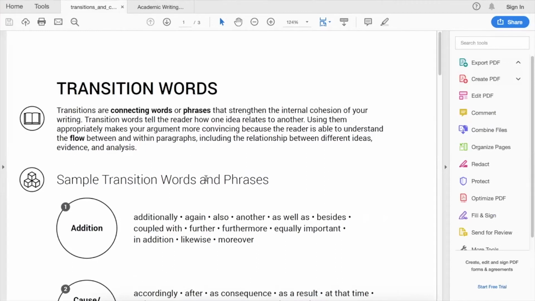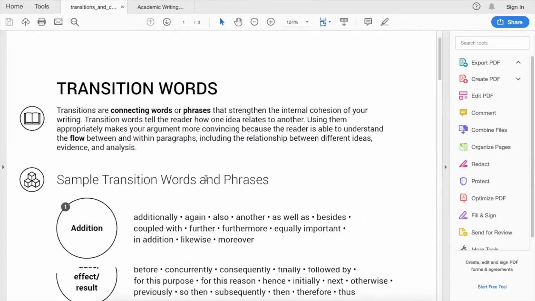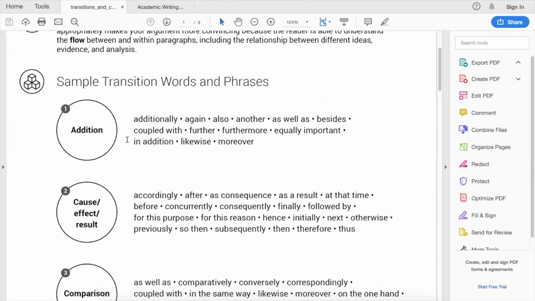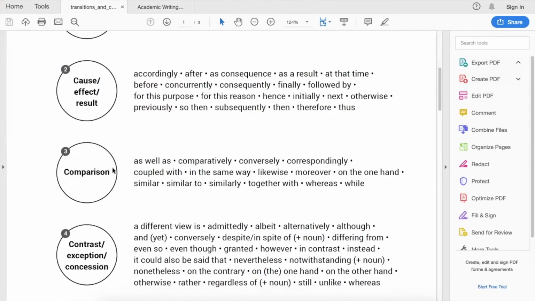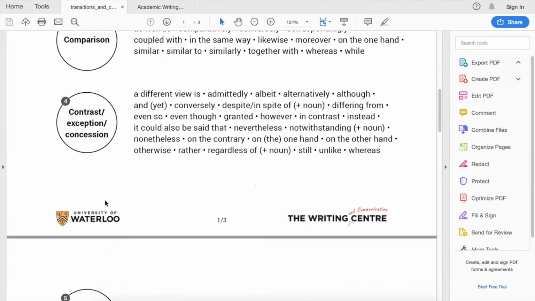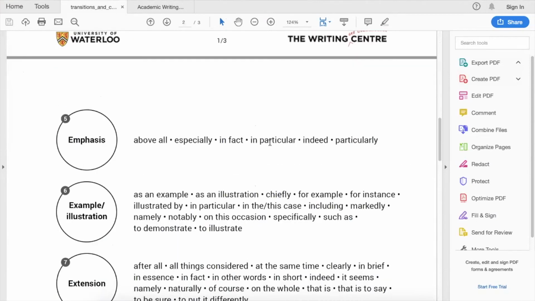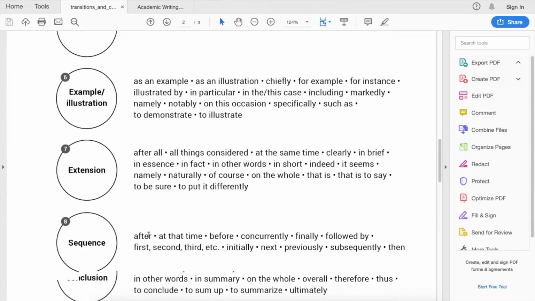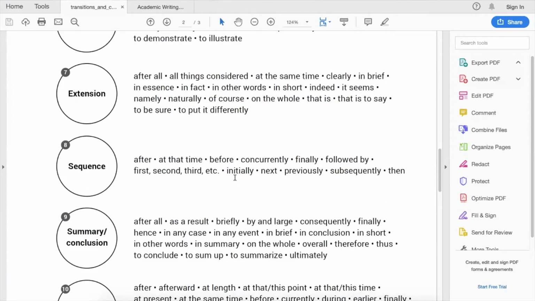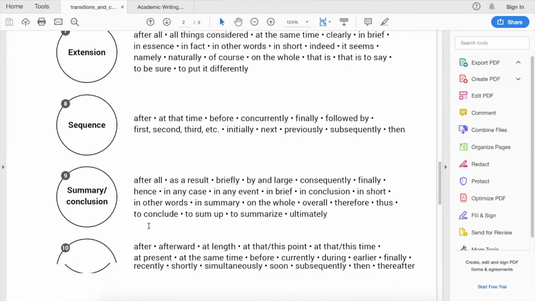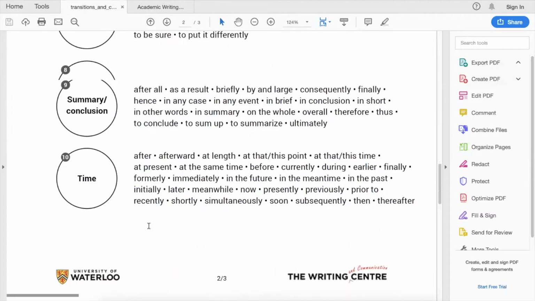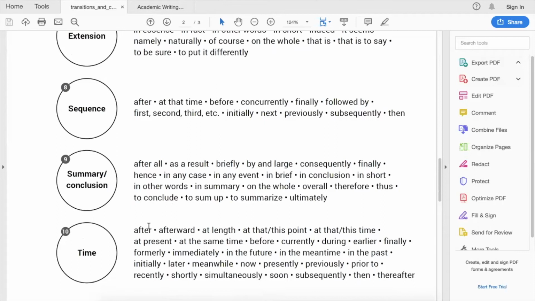It covers many different types of transition words and phrases. So words to show addition, cause and effect, such as a consequence, finally, etc. Words to compare, words to contrast, emphasize, such as in particular, particularly, words to show you're doing an example, words to extend onto something, sequencing, such as first, second, third, summary and conclusion, and words for time. Many different transitions that you can use throughout a paper.